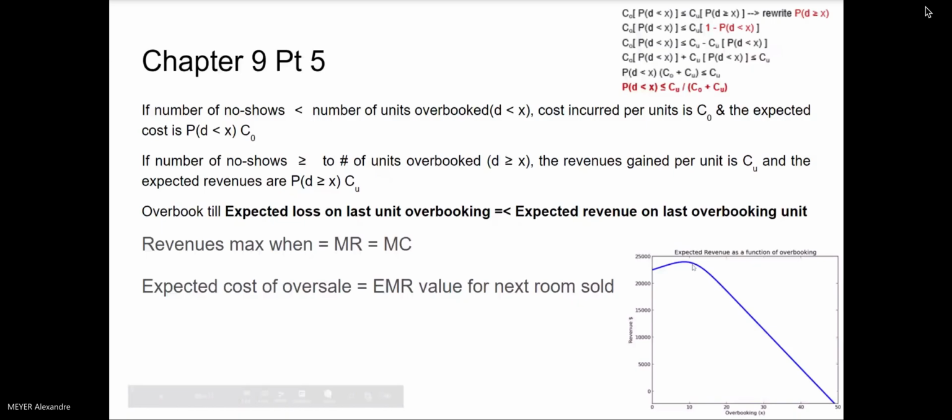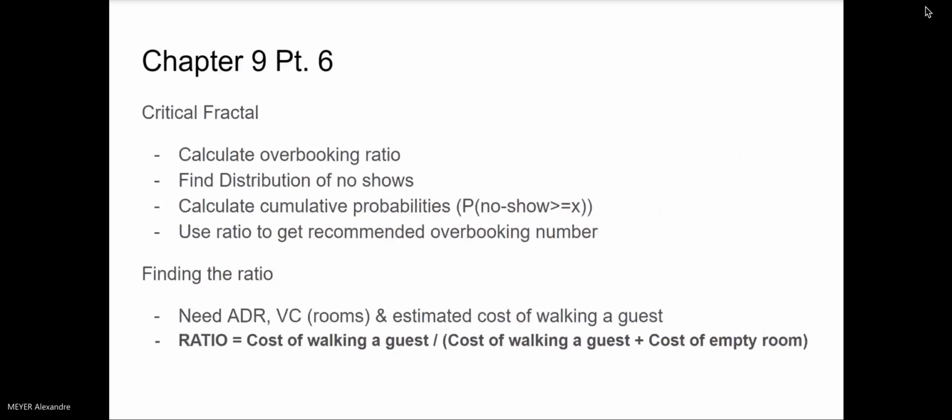So essentially, the critical fractile steps to find the overbooking ratio are: you find the distribution of no-shows, you calculate the cumulative probabilities, and you use the ratios to get recommended overbooking numbers. Again, I have an Excel on this, so if it doesn't make sense, we will have a visual representation. In order to find the ratio, you need the ADR, the variable cost, and the estimated cost of walking a guest. You need ADR and VC because that is the cost of keeping a room empty.